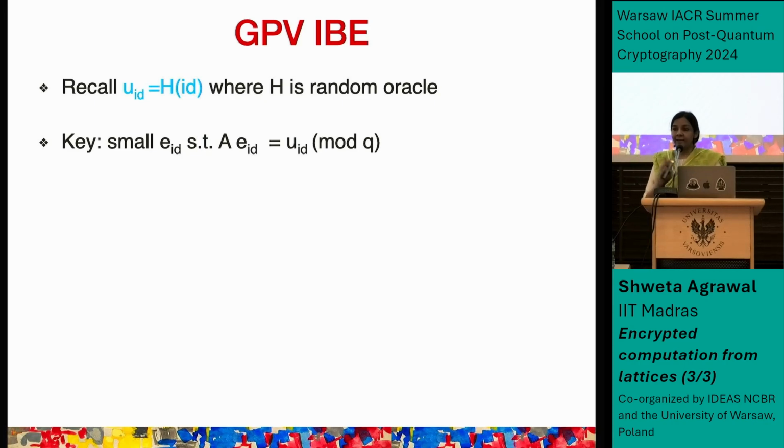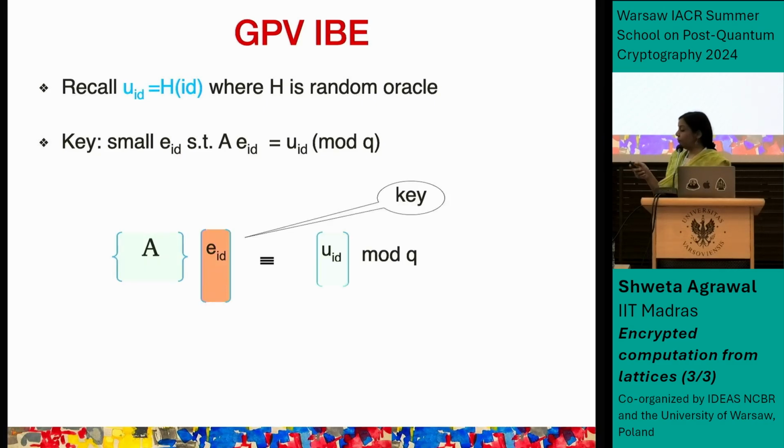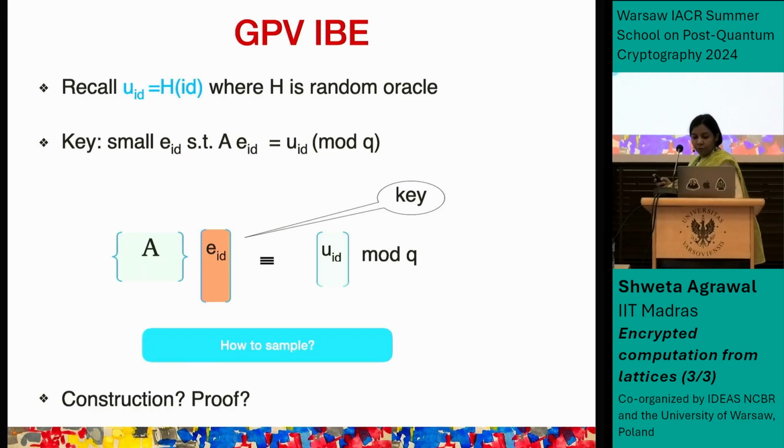As I already said, we just want to do Regev encryption with this. So our key is going to be a small vector EID such that A times EID is equal to UID, because this was the basic equation for Regev decryption that we used. So the question is, how do I compute this key? Any ideas?